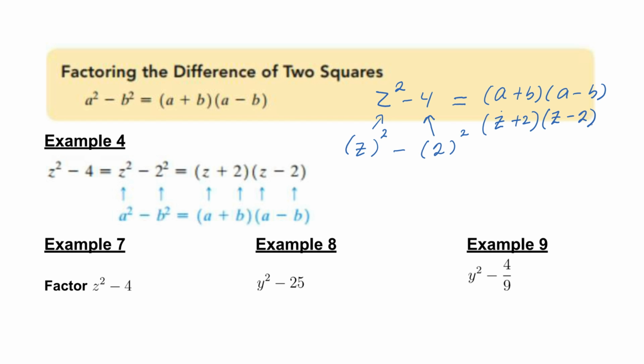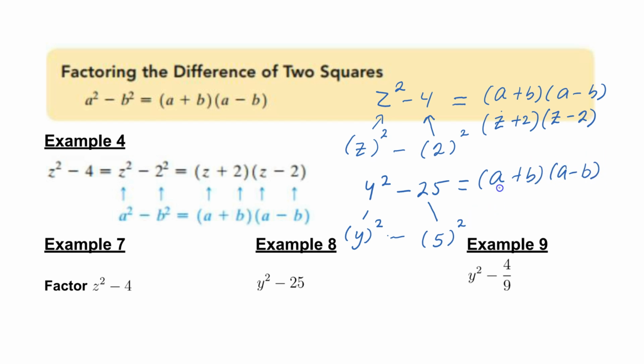Go ahead and try to do example 8. We have y squared minus 25. We want to check, do we have something that we can square that's going to give us y squared? And definitely it's y. And 25, is there something that we can square to give us 25? And definitely there's 5. So we have a plus b times a minus b, where a is represented by y and b is represented by 5. So we have y plus 5 times y minus 5. And that's how you factor a difference of two squares.